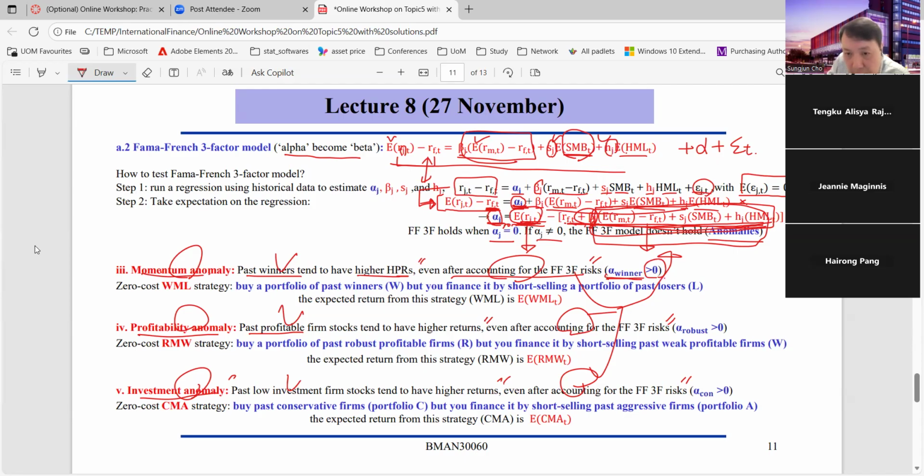So again, if you buy a group of winner portfolio, they will generate alpha. They will generate more than what Fama-French says you should earn. You can talk about the same thing on the robust firm and conservative firms.